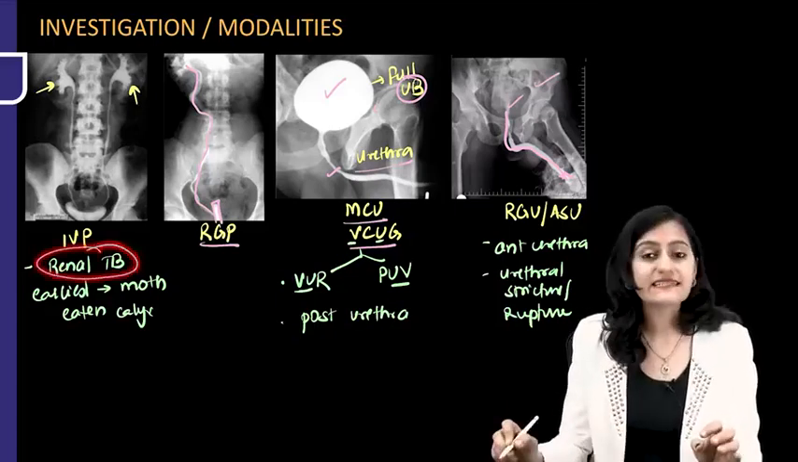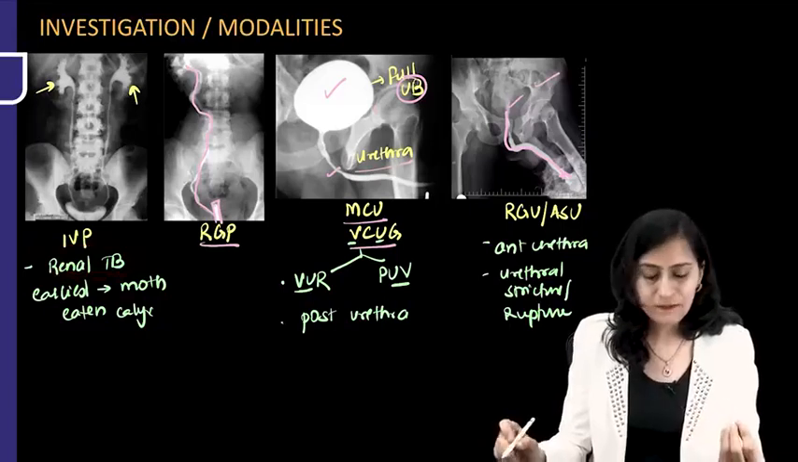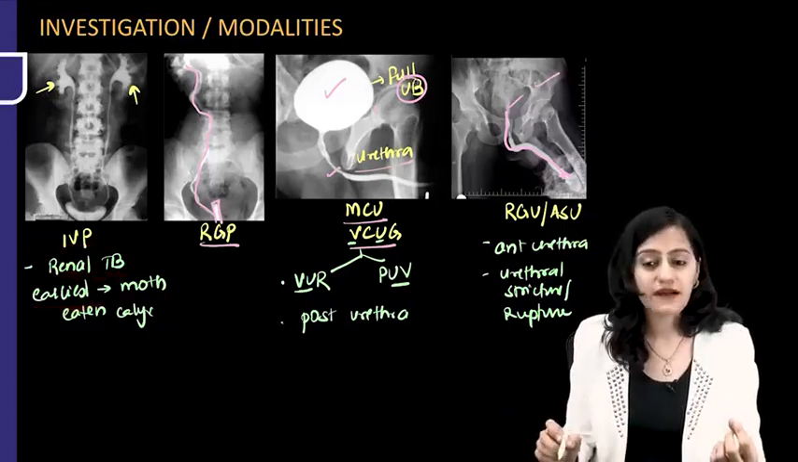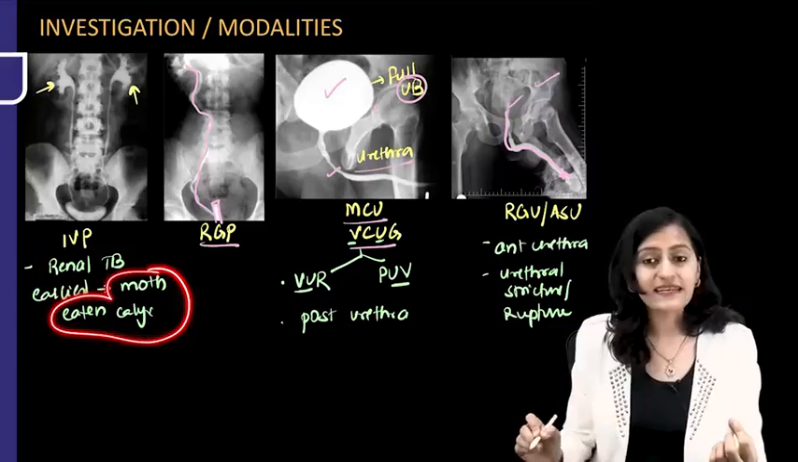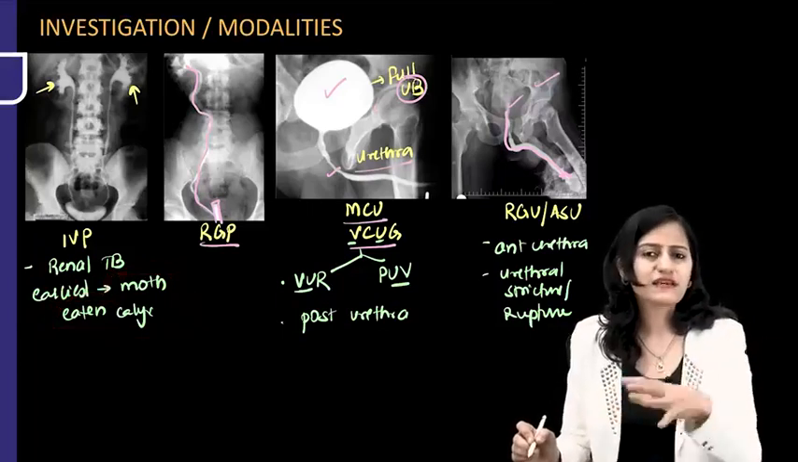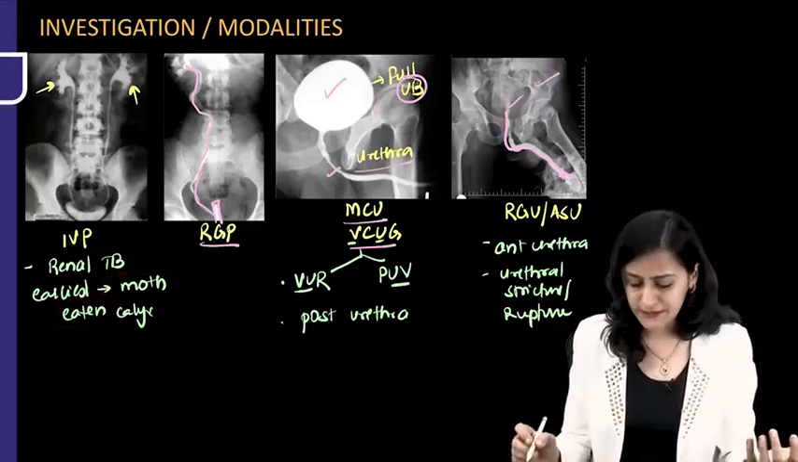IVP is a very sensitive investigation for renal TB. The earliest finding that we have is moth-eaten calyx. Now, IVP has been replaced by CT-IVU in practice.